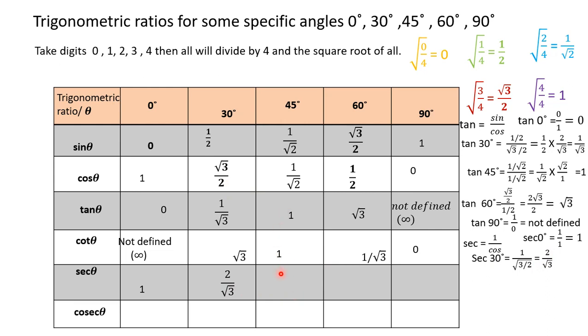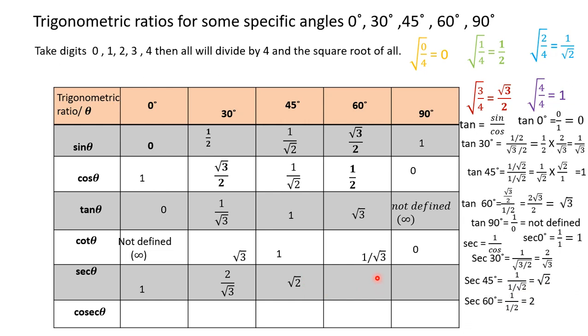Sec 45 degree is equal to 1 upon cos 45 degree, and it is equal to 1 upon root 2. This is root 2. So root 2 is the value for sec 45 degree.